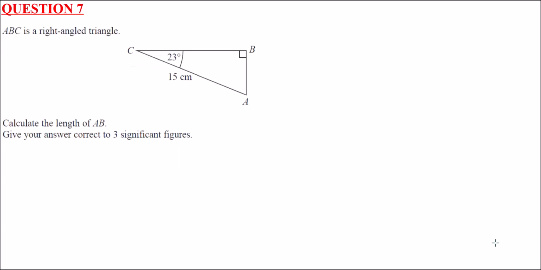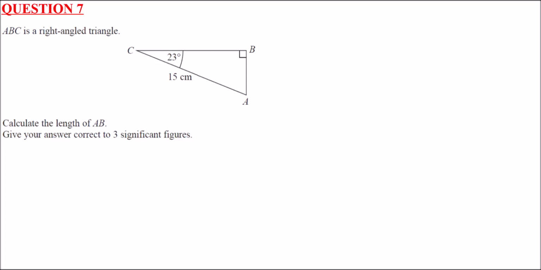Question 7, we have a right-angled triangle. Hip, hip, hooray. Right-angled triangles we like because they're the easier types of trigonometry. Calculate the length of AB, give your answer correct to 3 significant figures. So if you see a right-angled triangle, you should be thinking in terms of Pythagoras or trigonometry. Here we know a side and another angle, and we want to find a side. This is going to be trigonometry.